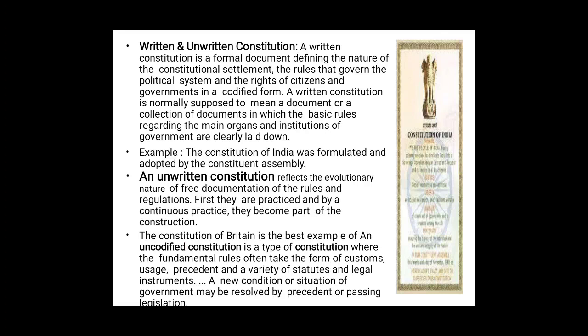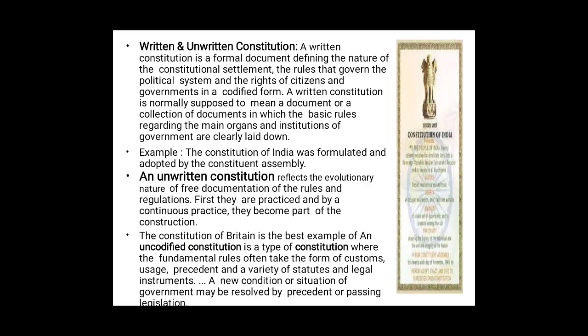Written and unwritten constitution. A written constitution is a formal document defining the nature of the constitutional settlement and the rules that govern the political system and the rights of the citizens and the governments in a codified form. So, a written constitution is normally supposed to mean a document or a collection of documents in which the basic rules regarding the main organs and institutions of the governments are clearly laid down. Example, the Constitution of India was formulated and adopted by the Constituent Assembly.